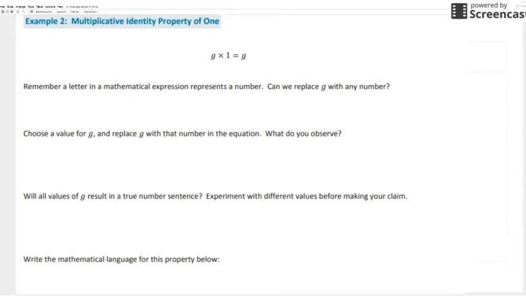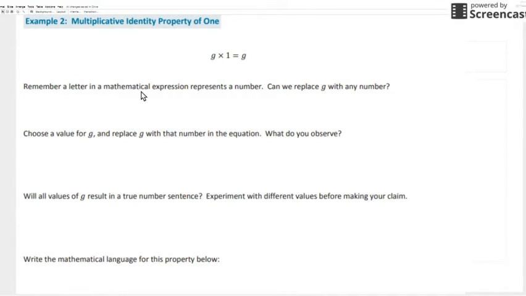All right, hello students. Now we're going to move on to example 2, the next property we're going to talk about. It's called the multiplicative identity property of 1. Before, we talked about the additive identity property; now we're talking about the multiplicative identity property of 1. Because remember, just like when you add something to 0, nothing changes, here, when you multiply something by 1, does it change? Of course, the answer hopefully is no. So we're going to go through the same basic steps that we did with example 1, but now with this one.